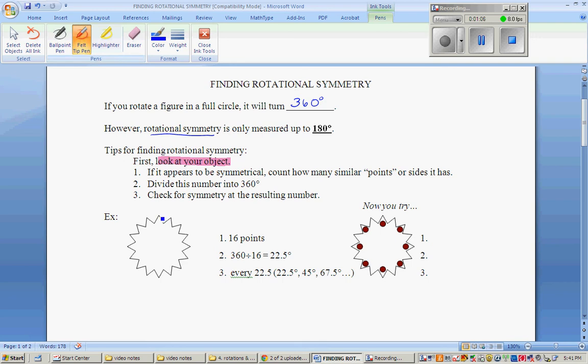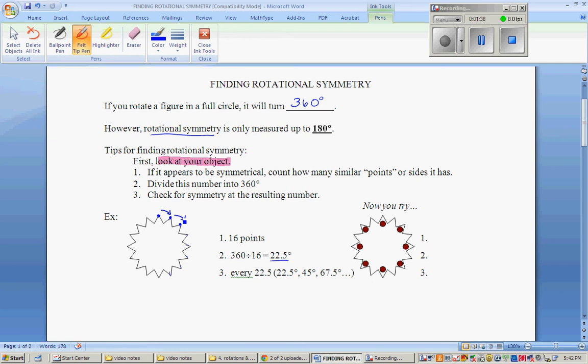So in this particular one, there are 16 points. 1, 2, 3, 4, 5, 6, 7, 8. So you can see that it will be 16. We do 360 divided by 16, and you get 22.5. That means that every 22.5 degrees, and anything that 22.5 goes into, you will get the same figure back. So from here to this tip is 22.5 degrees. And until you go another 22.5 degrees, it won't look the same.